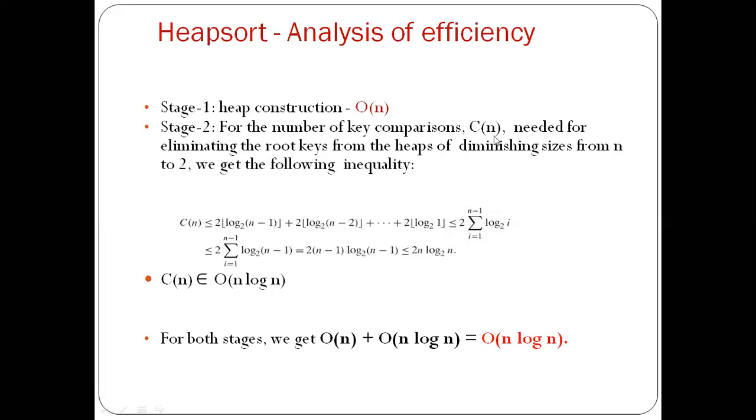So when you are deleting, the heapify procedure should also work. The number of key comparisons C(n) needed for eliminating the root keys from the heap by diminishing the size from n to 2. So from n to 2, the size reduces one by one in every step. So the general equation will be denoted like that. So it will be n log n. For both the stages together, you should study that heap construction is order of n, and the heap deletion part has order of n log n. So together the higher value will be taken, that is order of n log n. This will hold in the best case, worst case, and average case.